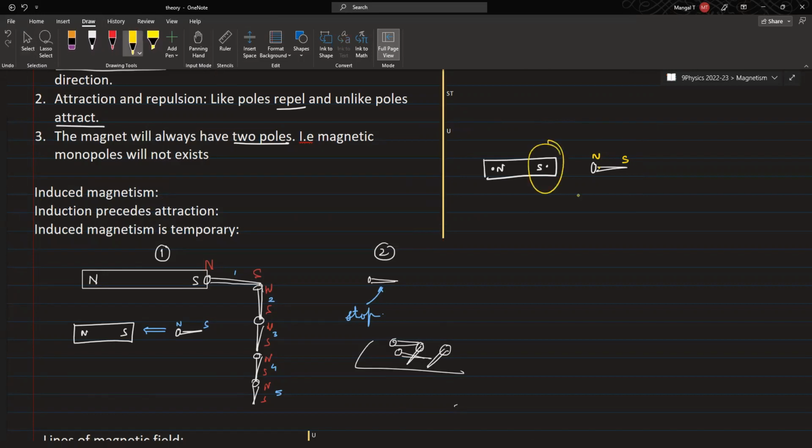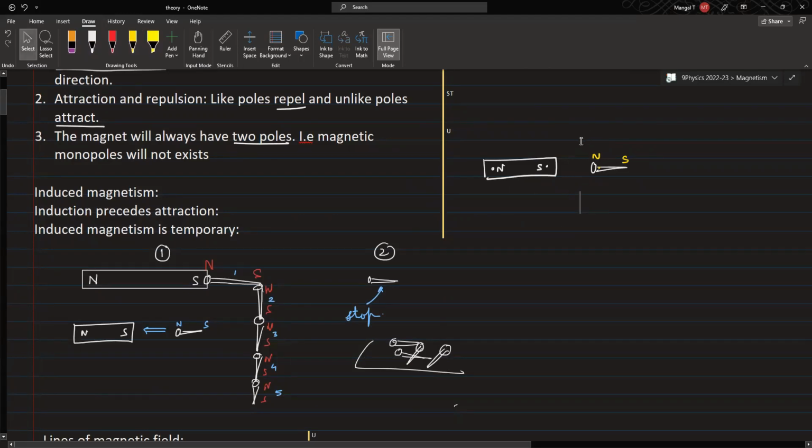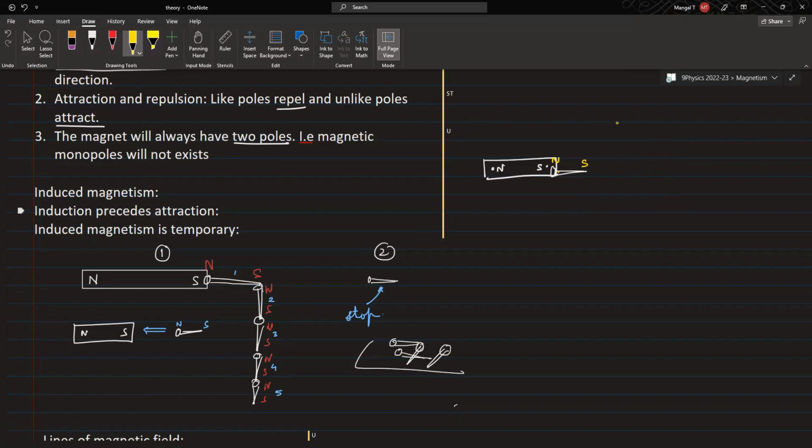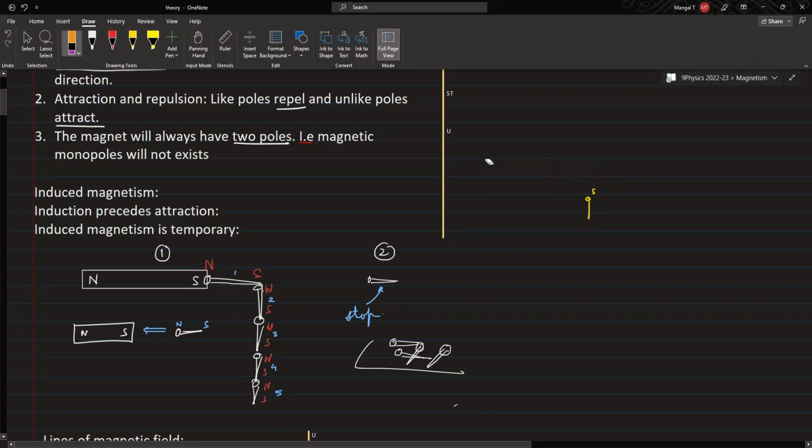Now, this end of the bar magnet is south, and this end of the nail behaves like north. Therefore, the nail will get attracted toward the magnet. This is why it is said that induction is followed by attraction. In the same way, if you stick another nail, that nail will also behave like a magnet and will be able to attract other nails. This property of a magnet to make other magnetic substances behave like magnets is called induced magnetism.